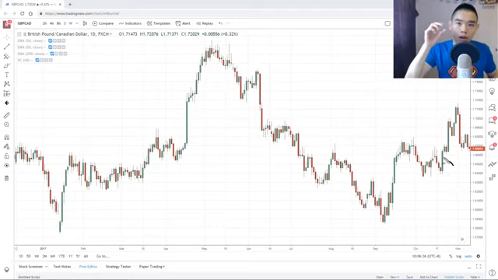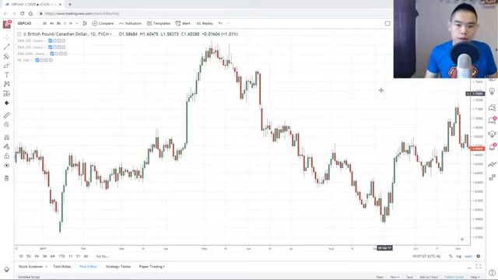So this is what I mean by comparing the size of the candlestick relative to the earlier candles to tell you what is the strength, the conviction behind the move. So that's the second question: what's the range of the candle relative to the other candles?